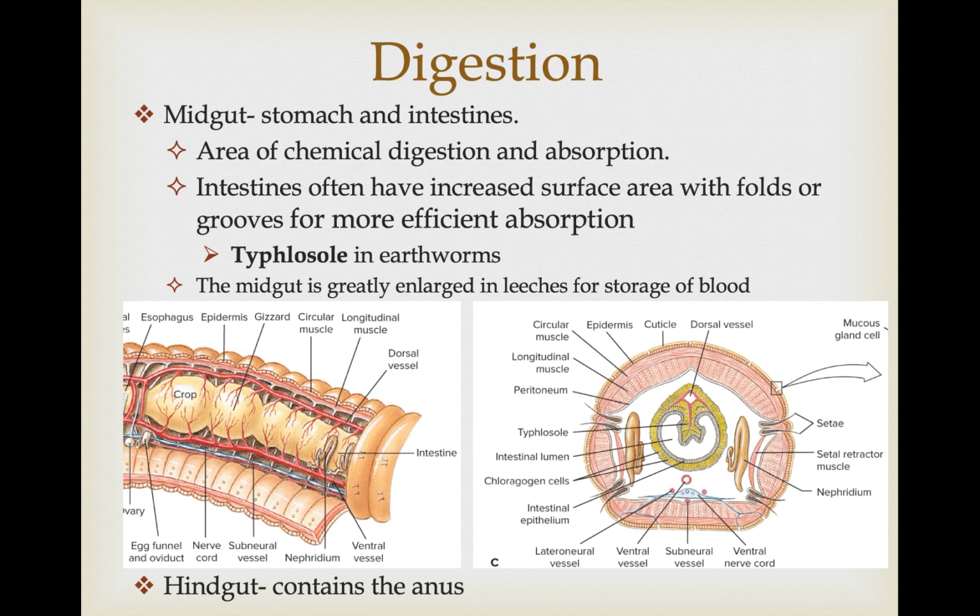The midgut in leeches is also greatly modified into this very large chamber for long-term storage of blood. And then the last section in an annelid's digestive tract is the hindgut, and this basically just contains the anus associated with that last pygidium section.